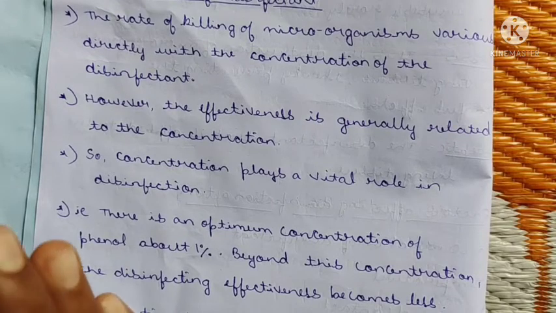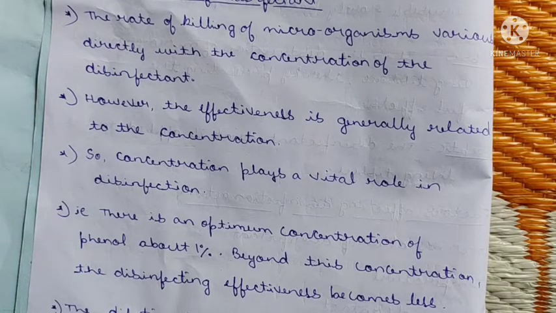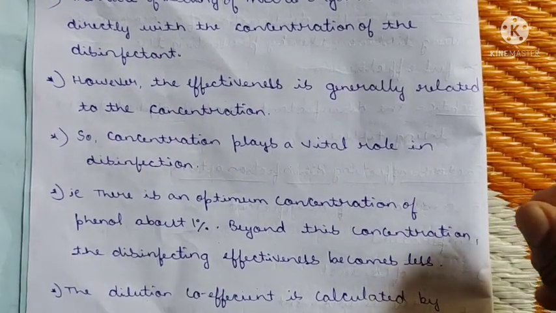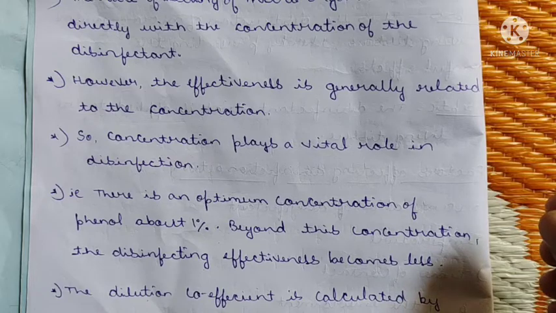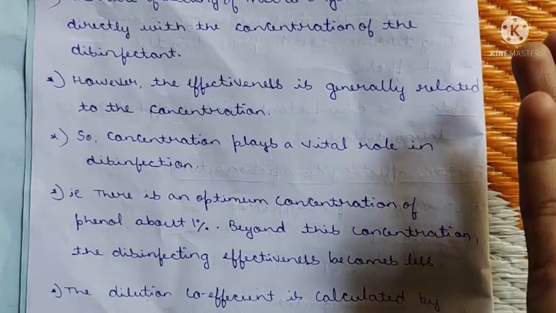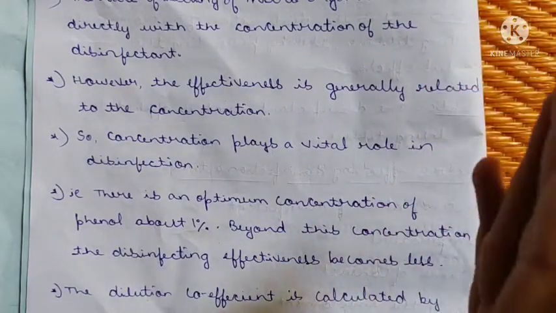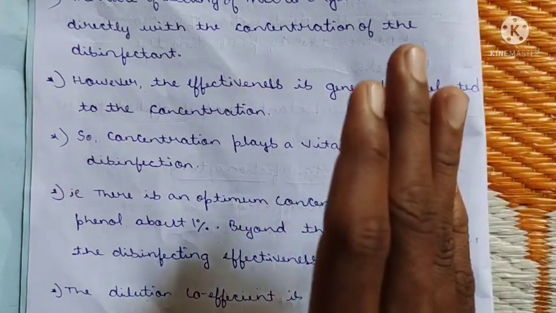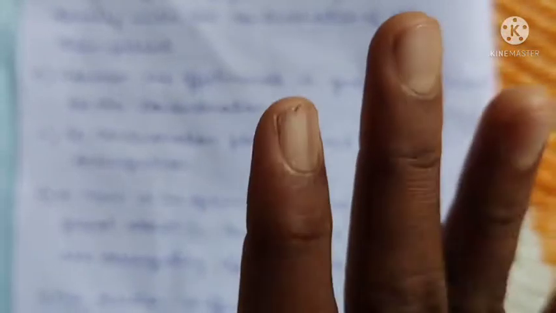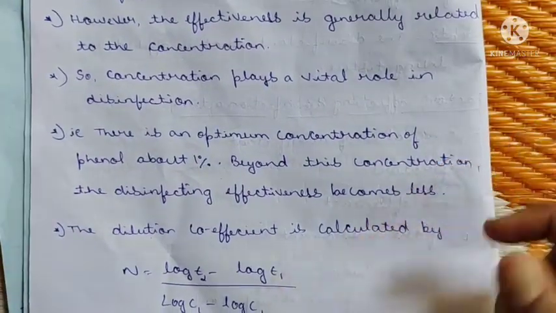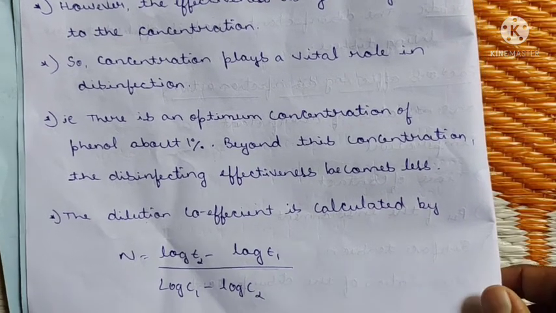Greater the concentration, greater the effect. That is, there is an optimum concentration of phenol, about 1%. Beyond this concentration, the disinfecting effectiveness becomes less. अगर फिनॉल का कॉन्सेंट्रेशन लेस हो गया या इससे ज़्यादा हो गया, 1% से 2%, 3% हो गया, उस समय में भी the disinfectant property or action of the disinfectant decreases. Very important. Then the dilution coefficient, कैसे हम कैलकुलेट करते हैं, means log T2 minus log T1 divided by log C1 by log C2. ये फॉर्मूला आपको याद रखना है.